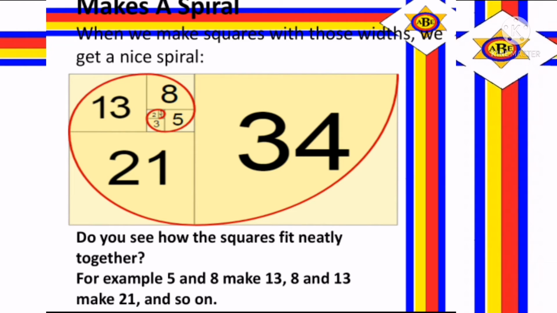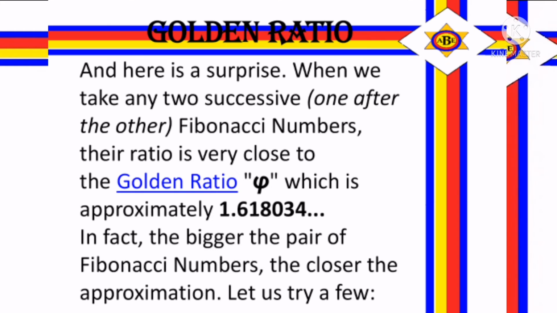So in your home, you can do this simple activity. When we make a square with other widths, we get a nice spiral. Do you see how the squares fit neatly together? For example, 5 and 8 make 13. 8 and 13 make 21, and so on. And here is the surprise.